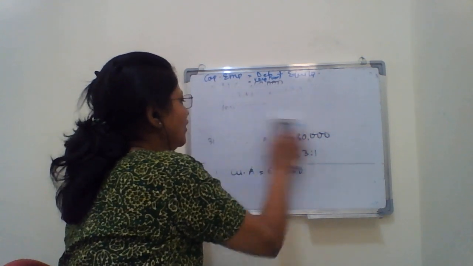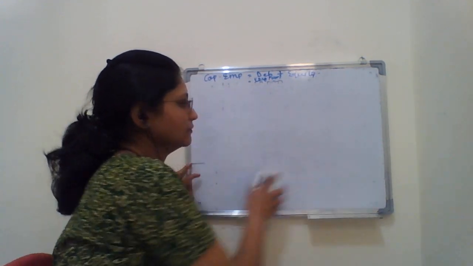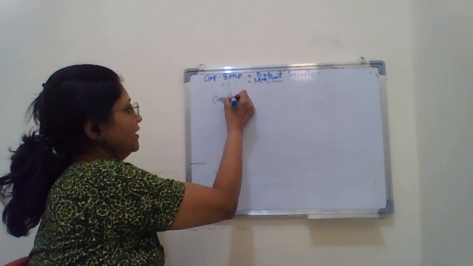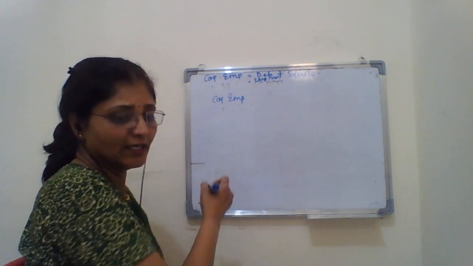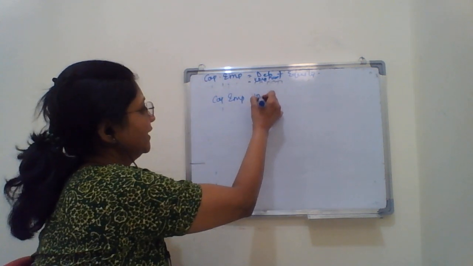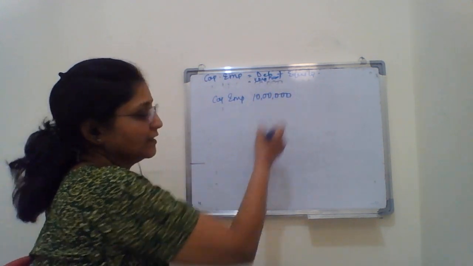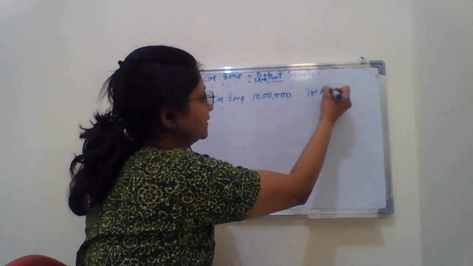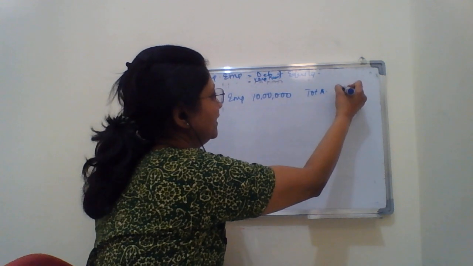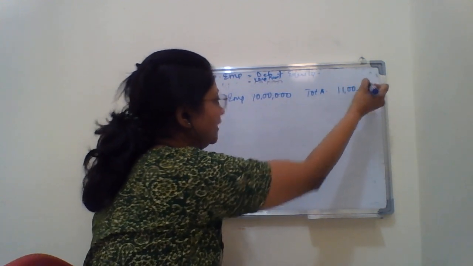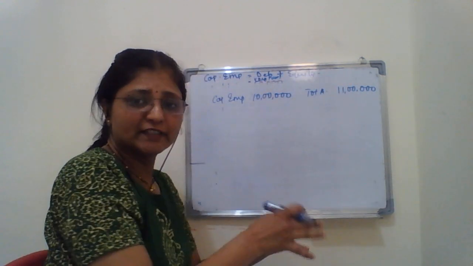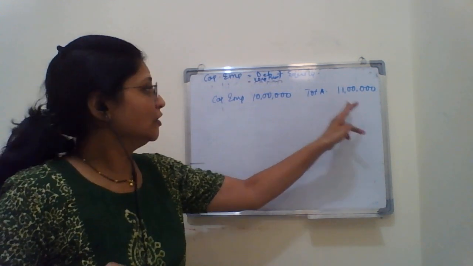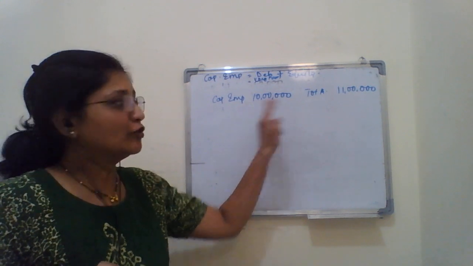So what all do we have here? We have capital employed, this is the liability side. What is the capital employed? It is 10 lakhs. And on the other side we have total assets. Total assets are 11 lakhs. Total assets means fixed assets plus current assets, so there is nothing left on the asset side. So the liability side total should also be 11 lakhs.